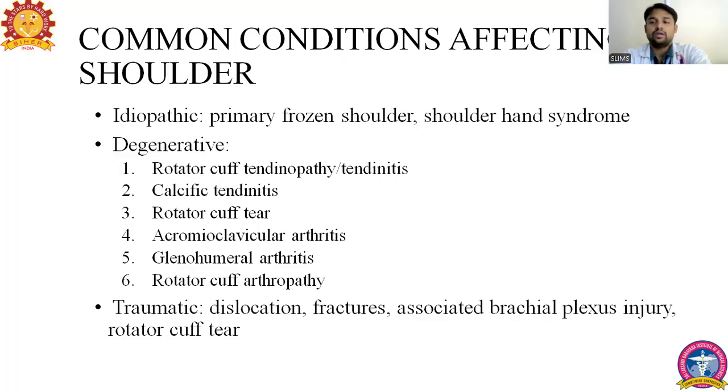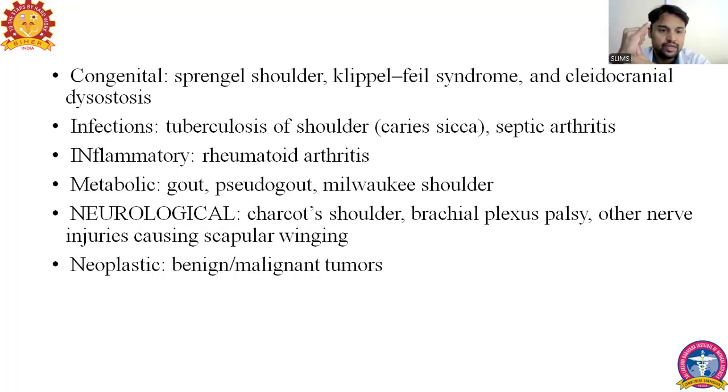So now we'll see what the common conditions are which affect the shoulder joint before we proceed to the examination. In any joint examination, you need to consider these etiological factors: idiopathic, degenerative, traumatic, congenital, inflammatory, infections, neoplastic, and some neurological conditions. These six to seven etiologies you need to exclude from your history and examination. This is common for all the joints.